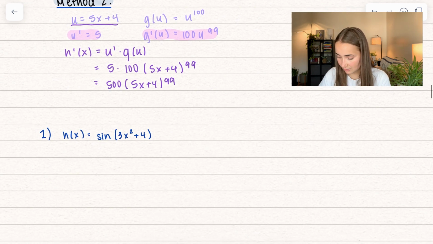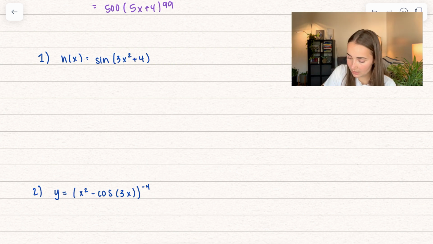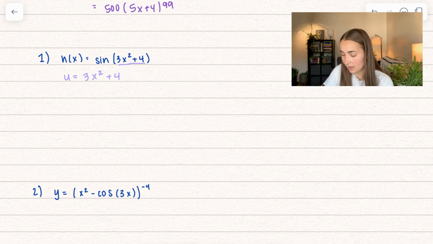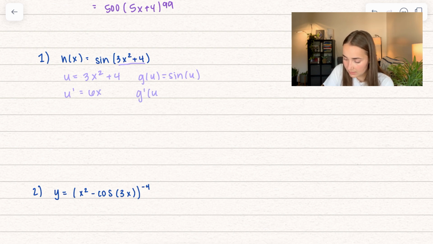Let's go ahead and see another example of this. So here we have h of x is equal to sine of (3x squared + 4). So I'm going to go ahead and label my parts. My inside is going to be whatever is inside sine. So here I get u = 3x squared + 4, which means now I can label my outside. So my g of u is going to be sine of the inside, which was just u. I'm going to go ahead and solve for my derivatives. So u prime is equal to 6x, and then g prime of u is equal to cosine of u.